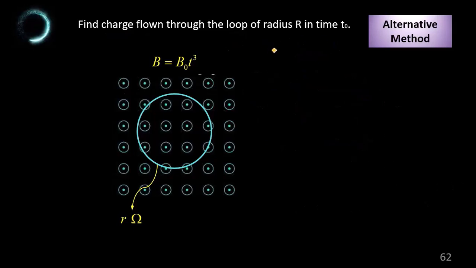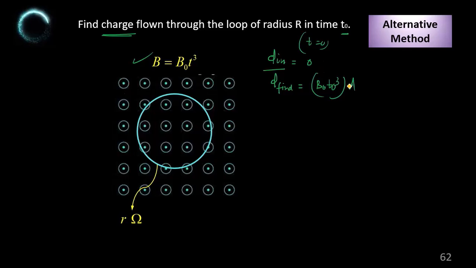Let us say what is the charge flowing. Again the question is asking what is the amount of charge flowing through the circuit. So what I am going to calculate is the initial flux. Phi initial is at t equals 0. At t equals 0, flux is how much? Flux is 0, because at t equals 0, B is 0. So what is phi final? That is at t equals t naught. That should be equal to B naught into t naught cube into the area of the loop.